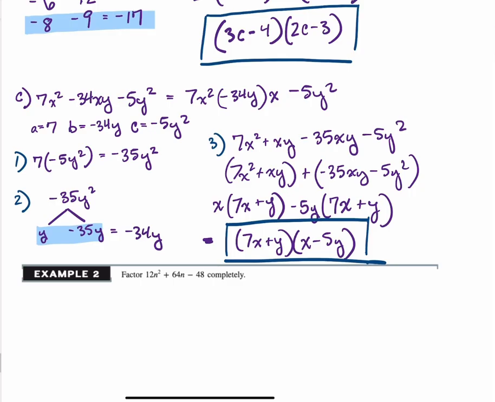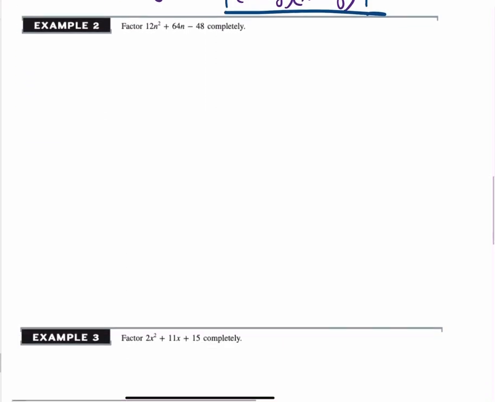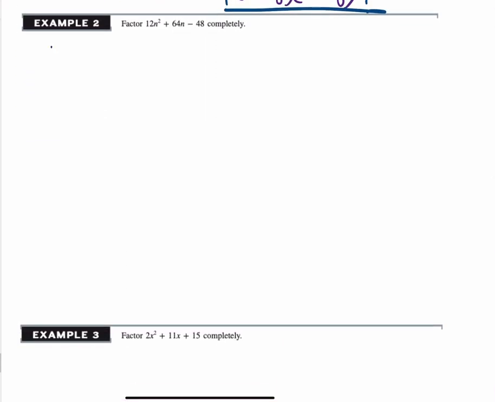In example 2, it looks like we have something where we can first factor out a common factor from everything. We have 12n squared plus 64n minus 48. So notice all terms are divisible by 4. So that means we can bring a 4 out in front. 12 divided by 4 is 3, so 3n squared. 64 divided by 4 is 16, so plus 16n. And then 48 divided by 4 is 12, so we'll have minus 12.